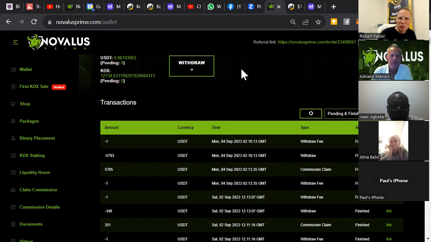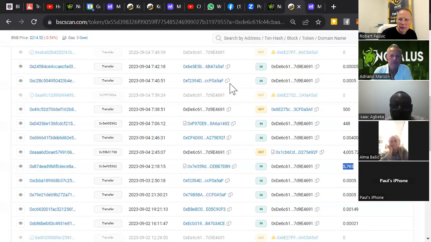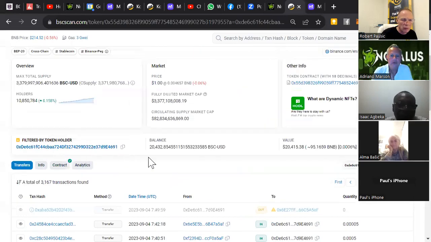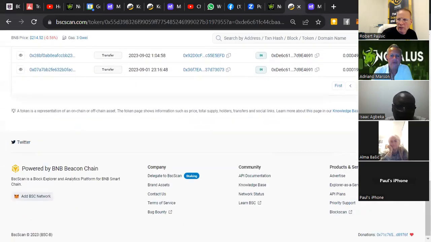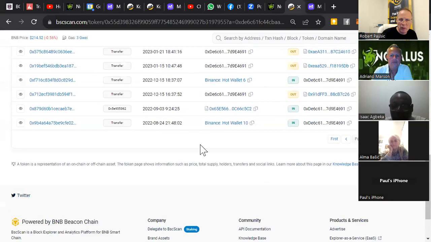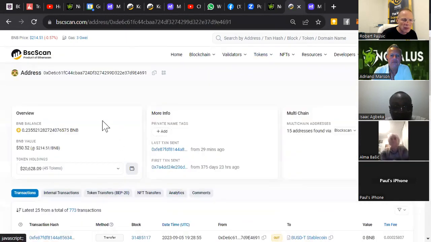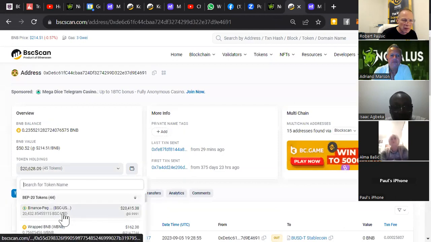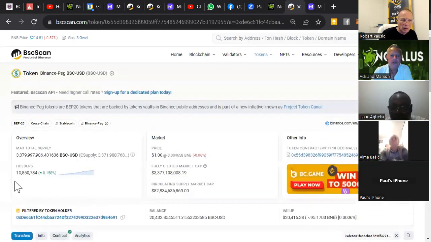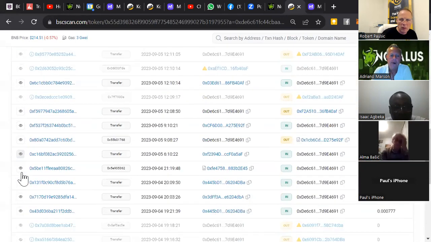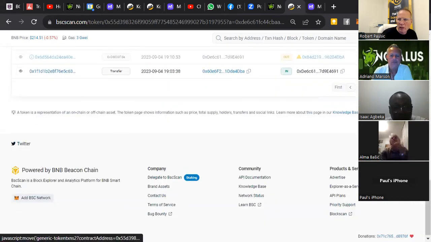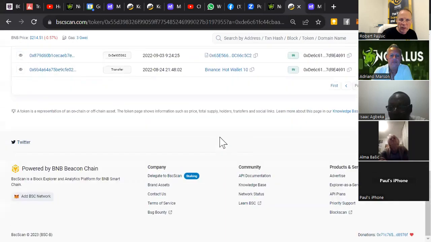So everything is on blockchain. Everything is checkable. You can also go back here to the beginning, to the first record here. So this is my wallet. Here is USDT, and let's go back to the last record. So you can see when I have sent.